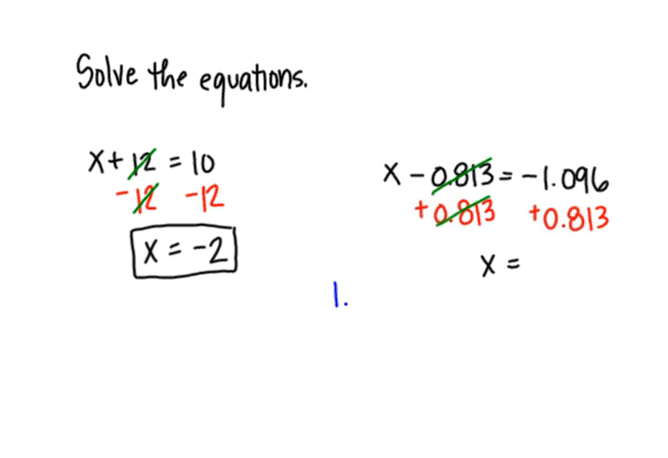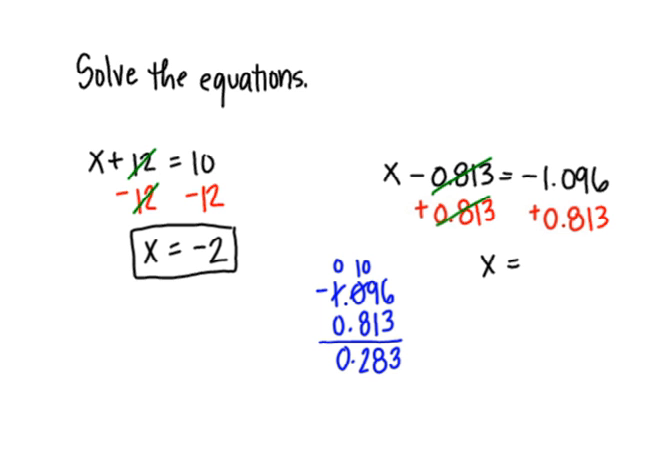So I have 1.096 and 0.813, and I line up the decimals, and I'm going to keep the decimal lined up in the difference. Remember, the 1 is negative. When I subtract, 6 minus 3 gives me 3, 9 minus 1 gives me 8, and then I can borrow here. 10 minus 8 gives me 2, and that leaves me with a 0 on the front.